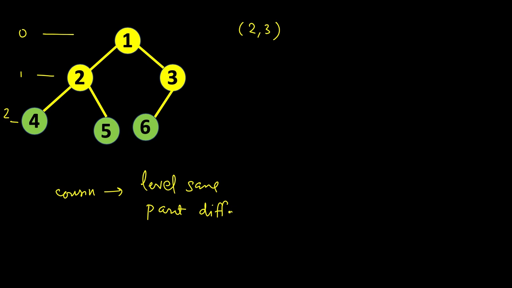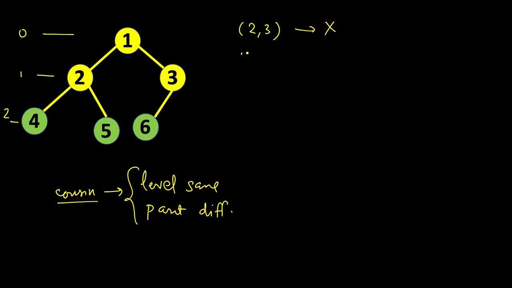Now if you consider 2 and 3, are they cousins? No, because they are at the same level. So for cousins we need level should be same and parent different. These are the two conditions. So here level is same, 2 and 3 both are at level 1, but their parent is common, 1. So they are not cousins. So it will be false.